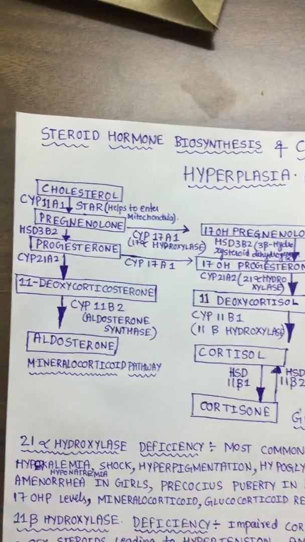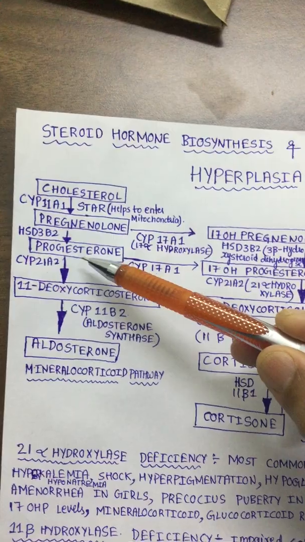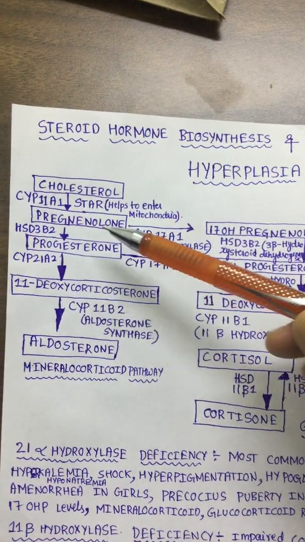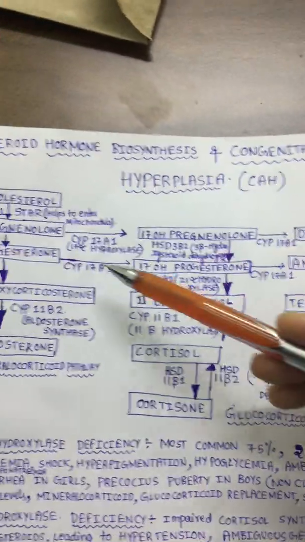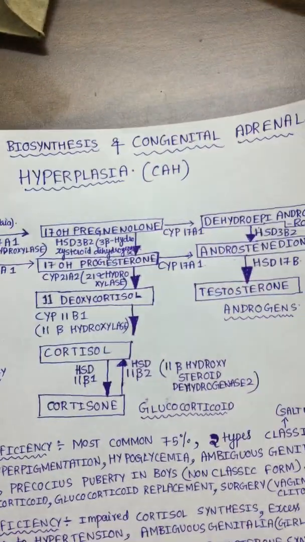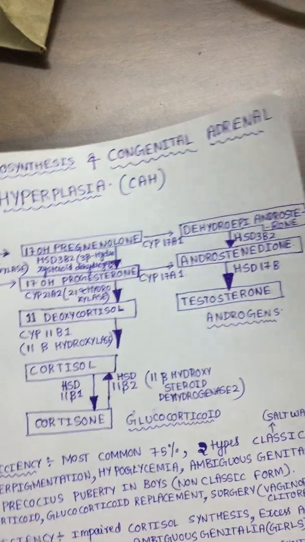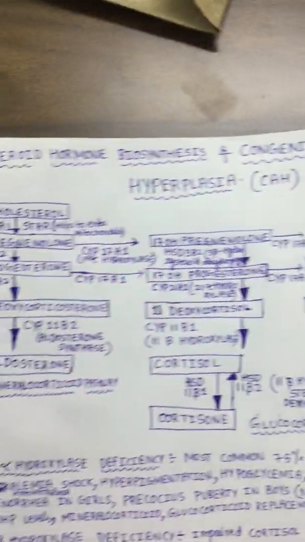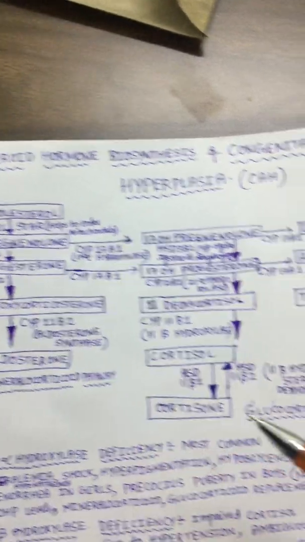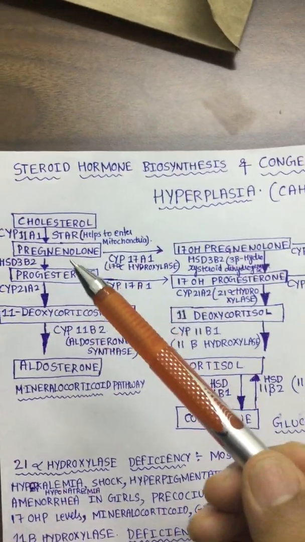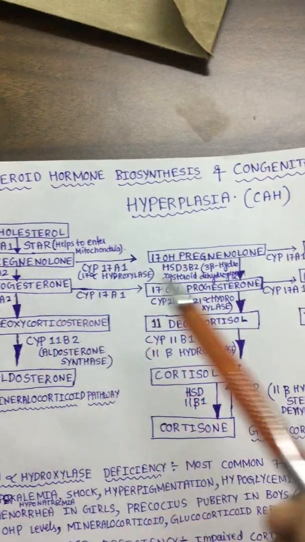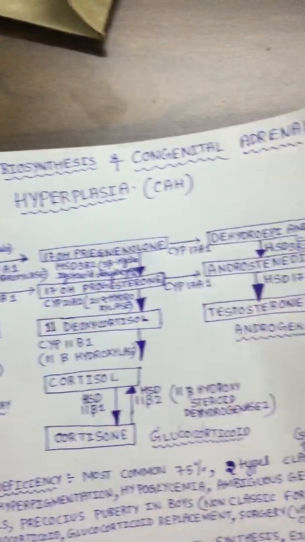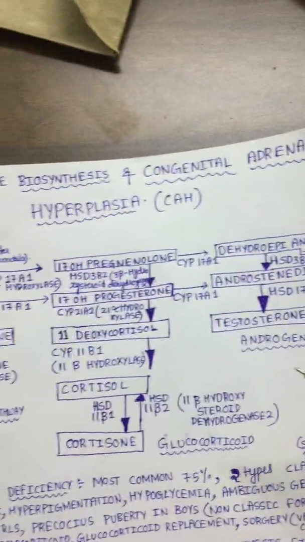Because of this, these pre-products will increase, and they will go to the other pathways, the first two horizontal pathways, and lead to increased synthesis of androgens. This is 21 alpha hydroxylase deficiency. Because of the block, the mineralocorticoids and glucocorticoids are not synthesized, but the pre-products increase and lead to hypersynthesis of androgens. This is the basic concept of 21 alpha hydroxylase deficiency.